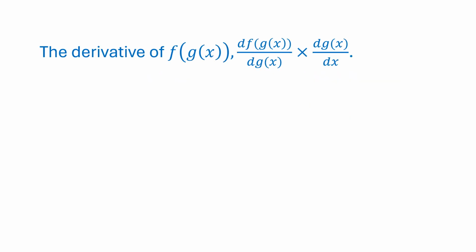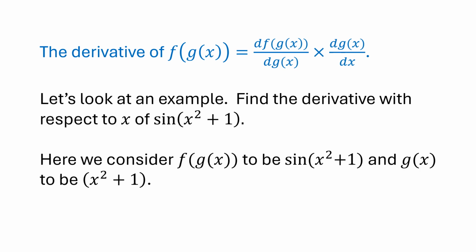The derivative of f of g of x is the derivative of f of g of x with respect to g of x times the derivative of g of x with respect to x. So we take the outer form and treat what's there as a variable, and then we take the inner form and take the derivative with respect to x.